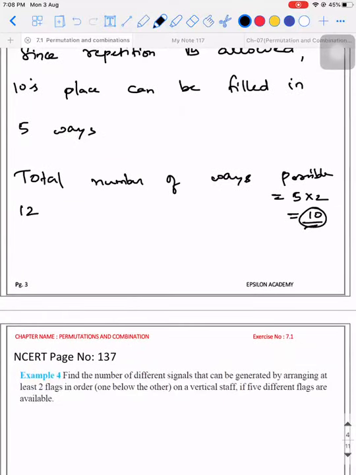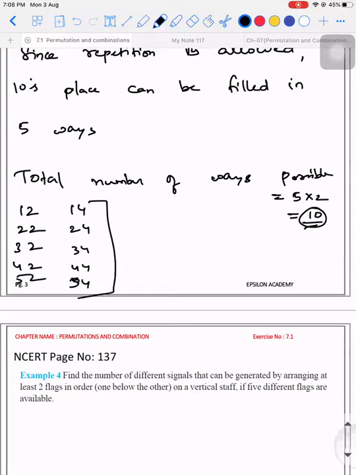For example, 12, 22, 32, 42, and 52. Or 14, 24, 34, 44, and 54. So these are all the numbers that are possible. I hope it is clear. These are all the even numbers that you can form.